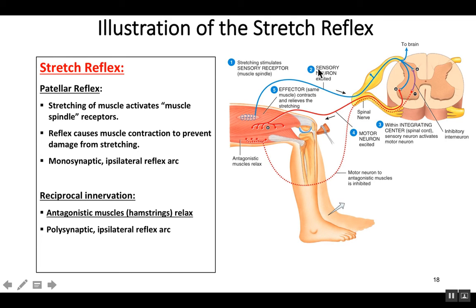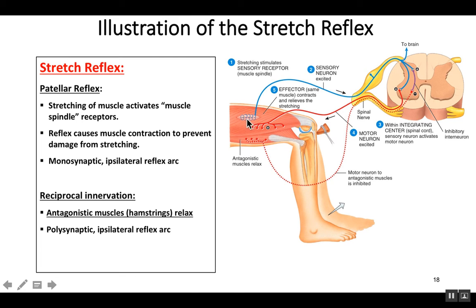So let's take a look at the path of what we would call a patellar reflex, which is an example of a stretch reflex. The initial stimulus is using this rubber mallet, which stretches the patellar ligament. When you hit that patellar ligament, it tugs on the quadriceps femoris tendon, which tugs on the muscle. So it actually pulls that muscle a little bit.